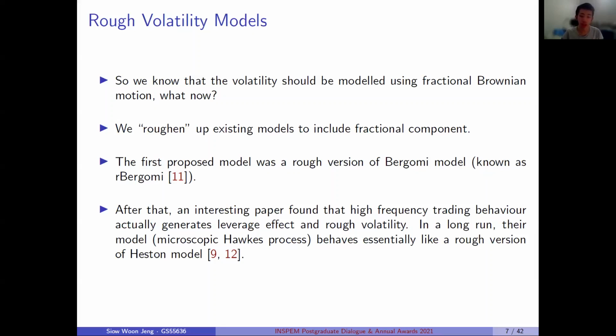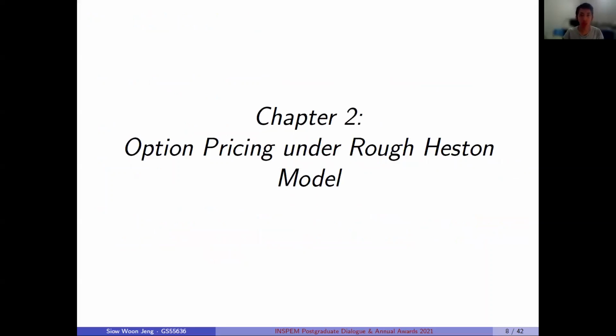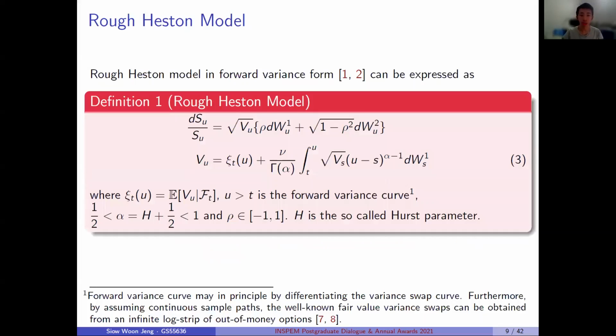So my work mainly focuses on the rough Heston model and the option price, which is in chapter 2. So equation number 3 is the rough Heston model, the variance process. Originally, this was a stochastic Volterra equation, but after some modification, it can be shortened down to equation number 3, where the ξ0(u) is the forward variance curve.